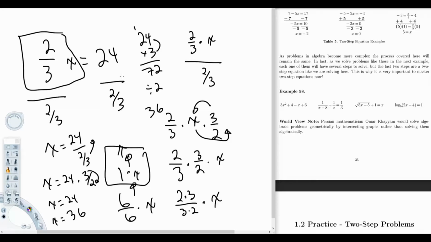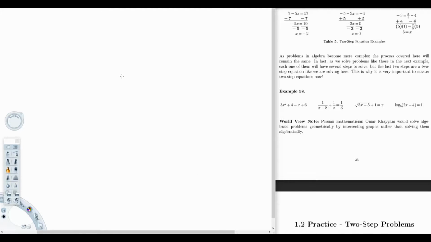Moving along. Another killer problem. 5 over x equals 2 over 7. So, let me just see, what are they saying here?